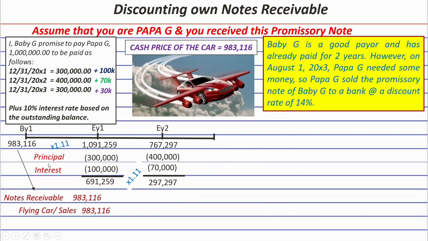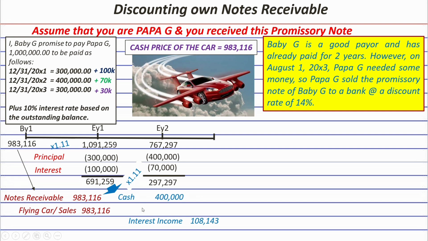Now, since we already have completed the timeline for year 1 and year 2, let's go to the entries. The entry at the end of year 1 is debit cash 400,000, because again, we received cash as Papa G, and credit interest income, which is the difference between this after interest of 1,091,259 and this 983,116. And we have the difference, 108,143. And again, that is the interest income.